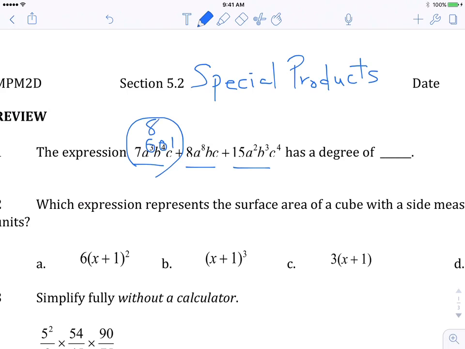You look at the second term, we have an 8, an imaginary 1 on the B, and 1 on the C, so for a total of 10. And on the third, we have 2, a 3, and a 4, for a total of 9. Because 10 is the highest degree of the terms of the trinomial, then that is the degree of the entire polynomial.